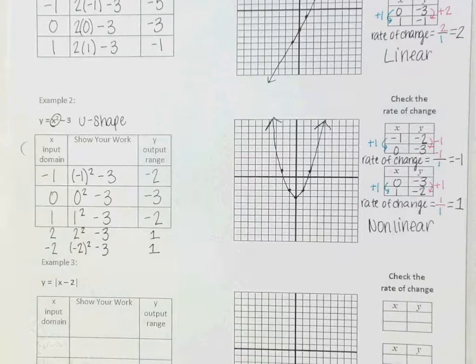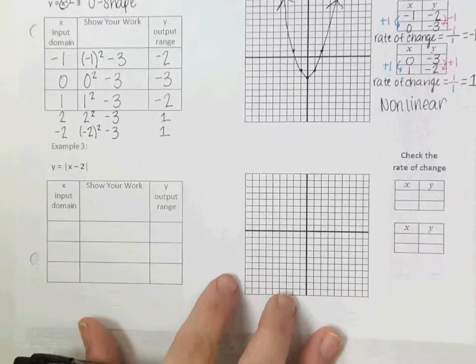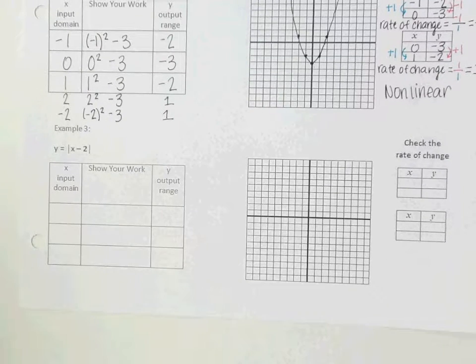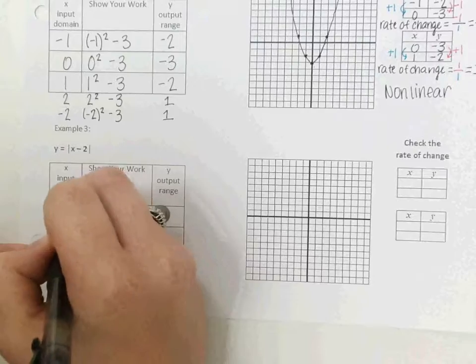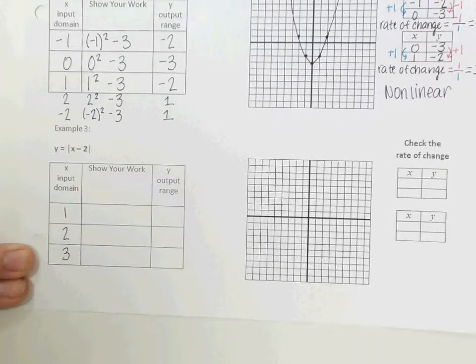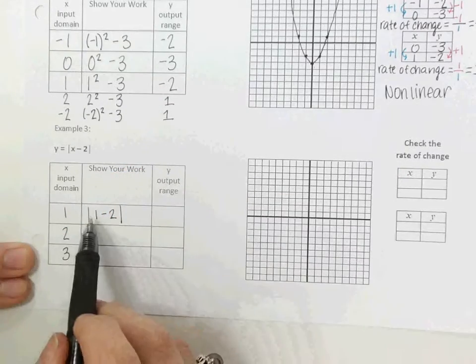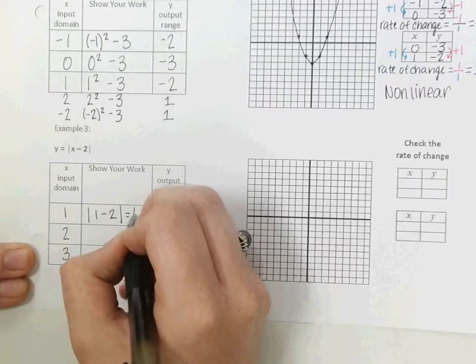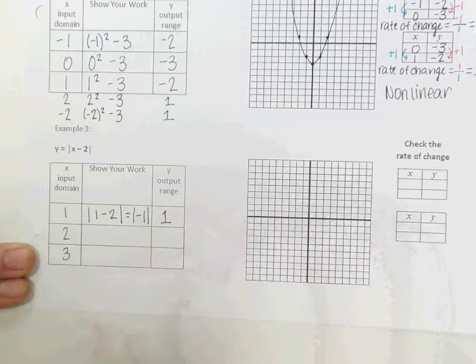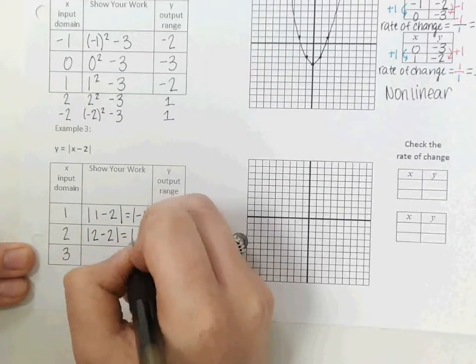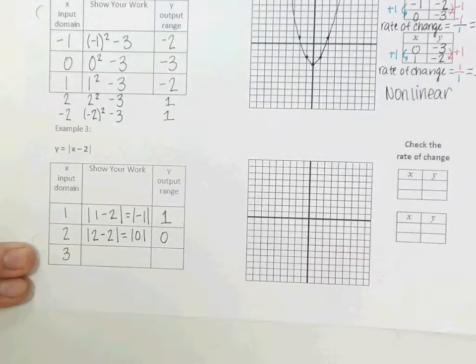So now let's look at number 3. So we have y equals the absolute value of x minus 2. Now I'm going to have us pick slightly different values this time, and you'll see why, because of the shape. So I actually want us to pick the values 1, 2, and 3. So when we plug it in, we have the absolute value of 1 minus 2. So we know 1 minus 2 is negative 1, and the absolute value of negative 1 is positive 1. Then we have the absolute value of 2 minus 2, which gives us the absolute value of 0. So our answer is 0.